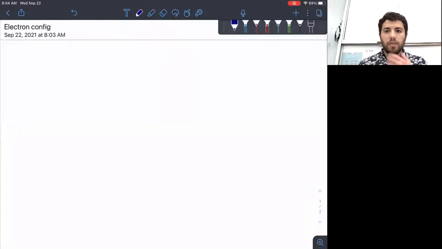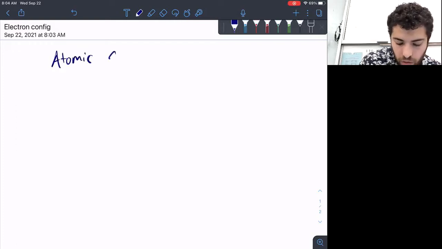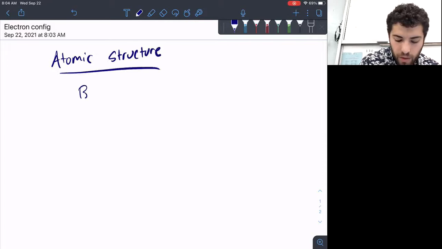All right, y'all. So what I'm going to be doing today is going over electron configuration, and hopefully this will help make the notes make a bit more sense. So if we start out looking at atomic structure, what we've looked at before are the Bohr models.